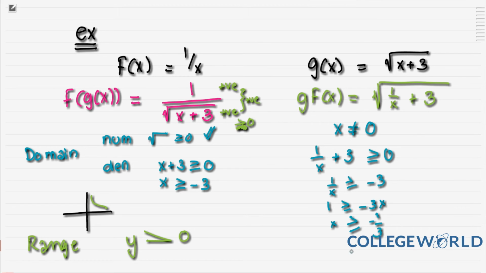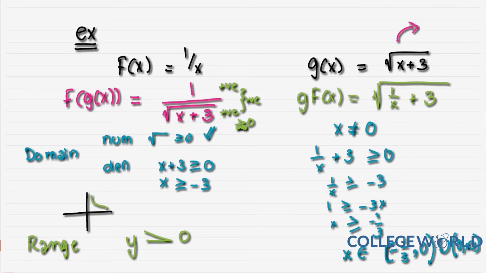So we know that x is not 0 and is greater than or equal to -1 over 3. So x would be from -1 over 3 to 0, where 0 is not included, and then we also know it's going to be from 0 to infinity. So this would be our range.